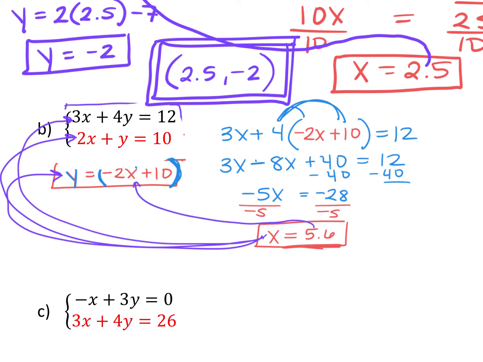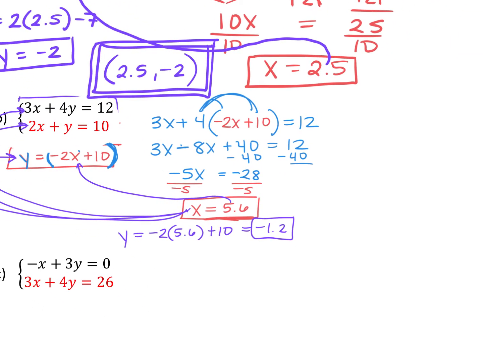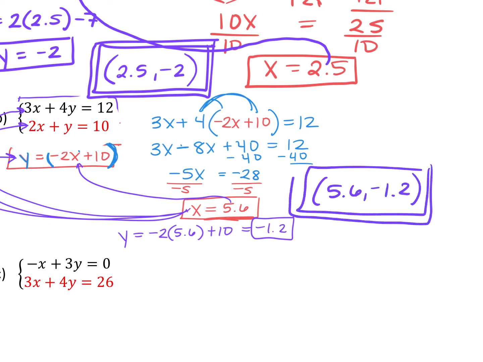It's not wrong if you do it the other way, but there's more room for error if you plug it into one of the others. So I say plug it into the isolated one every time, okay? Assuming you isolated correctly. So this would be y equals -2 times 5.6 plus 10. And when you plug that into your calculator or work it out in your head, you get -1.2 for your y value. What is your answer? The point 5.6, -1.2. Good on that?